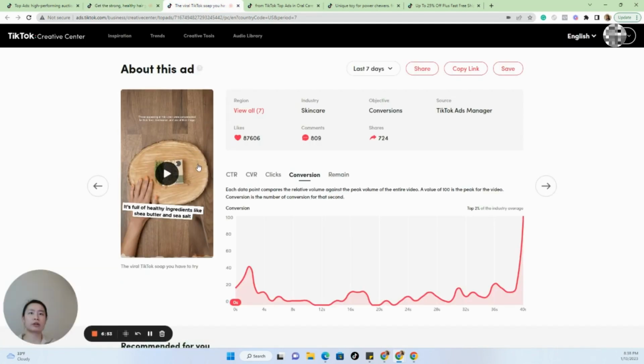So, next one we're going to take a look at, again, looking at the metrics. You can see this ad is also for sure working. Again, conversions top 2%. They are getting a ton of purchases from this ad. So let's take a look.